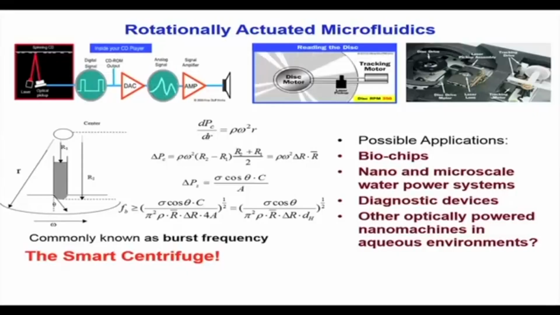So let us go to the slide. That is what we had summarized, and the expression for the burst frequency. You can see here that in the final expression, area by perimeter is written as the hydraulic diameter dH, just an alternative way of expressing the same parameter. Possible applications: biochips, I have started with that example that you can use this CD as a platform for medical diagnostics, nano and micro scale water power systems, diagnostic devices, other optically powered nano machines in aqueous environments.